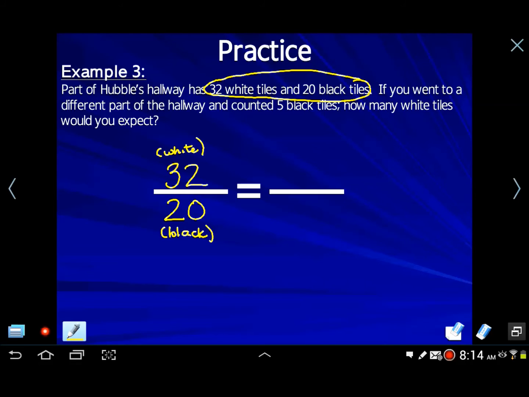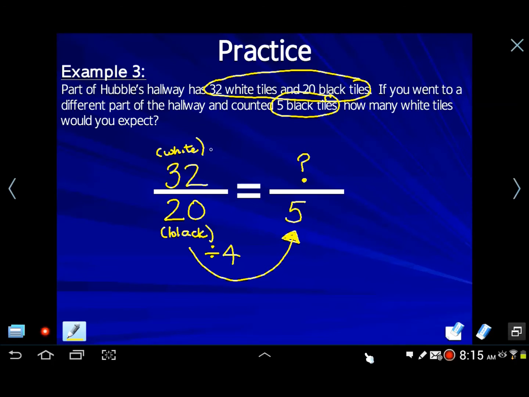You went to a different part of the hallway, counted 5 black. So where are we going to put 5? Well, we want it to match up with the other ratio, so we're going to put 5 down here. So that's going to represent 5, and this is going to be our unknown. Now to do this problem, to get from here to here, we have 20 and 5 here. It's not going to be a matter of multiplying. It's going to be a matter of dividing. And that could work too with fractions and ratios. So what can you divide 20 by to make 5? 20 divided by 4 is 5.